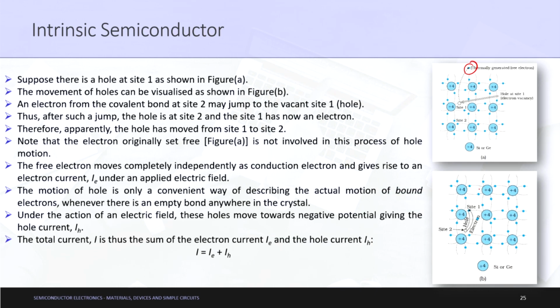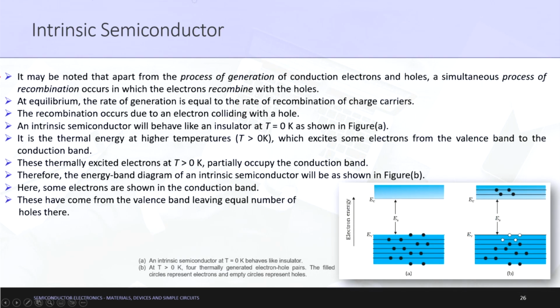So, as you can see, even with the movement, what is happening here is that there is a hole and there is an electron. If it comes back here or moves from its position, we can also say that there is a recombination happening, right? So, that is only being dealt with here. At equilibrium, the rate of generation is equal to the rate of recombination of charge carriers.